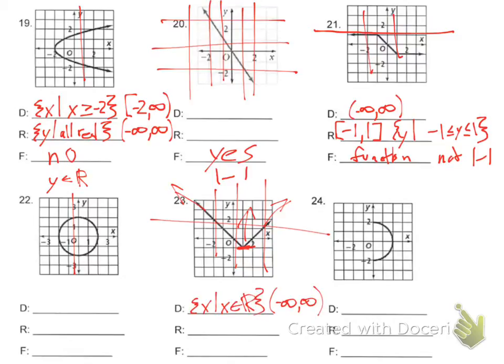24. The domain only goes from 0 to 2. The range goes from the bottommost number, negative 2, all the way up to 2. And it is not a function.